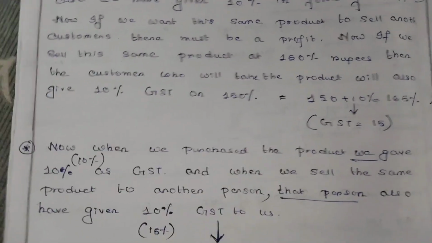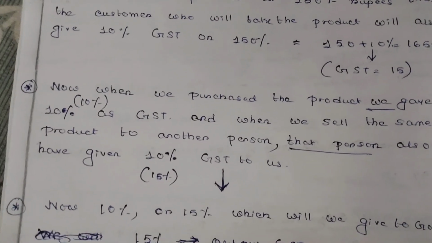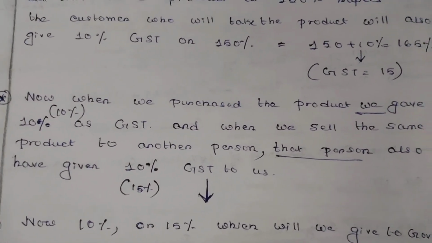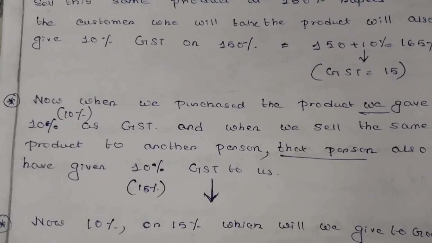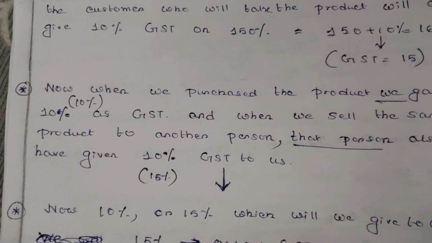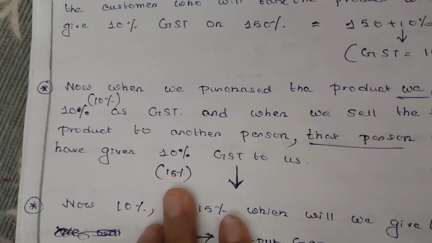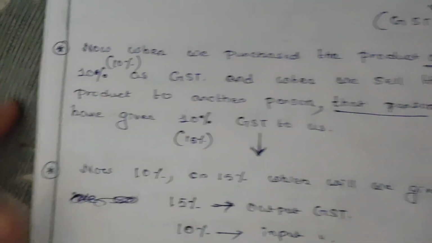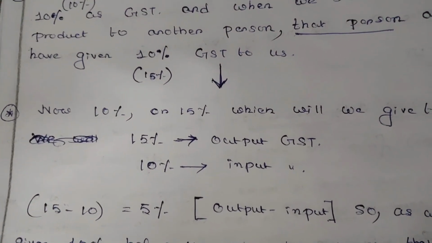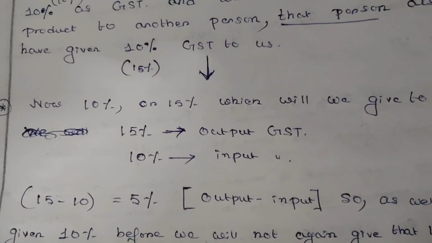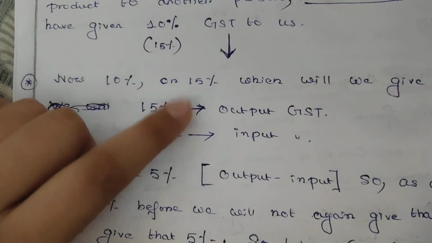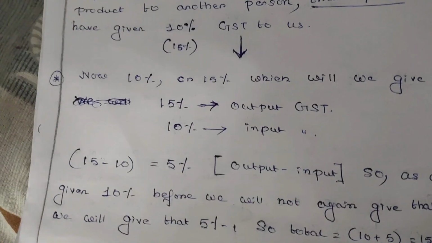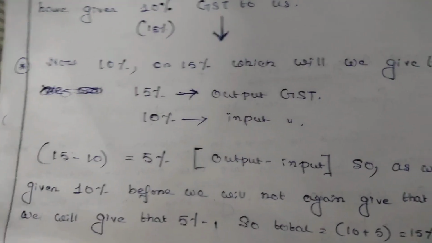Now when we purchased the product, we gave 10%, or 10 rupees, as GST, and when we sell the same product to another person, that person also gives us 10% GST, that means 15 rupees. 165 total, 15 rupees. Now, 10 or 15, which will we give to the government as GST? This 15 is output GST, as I told you before, and this 10 rupees is input GST.